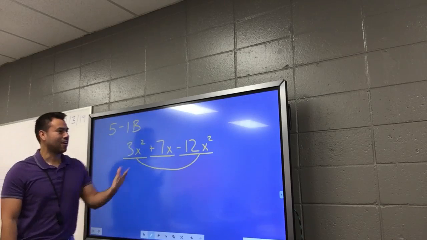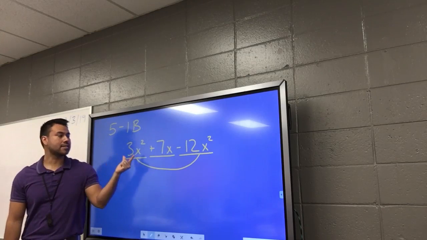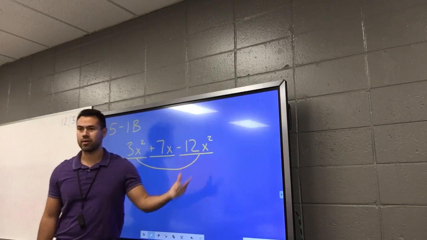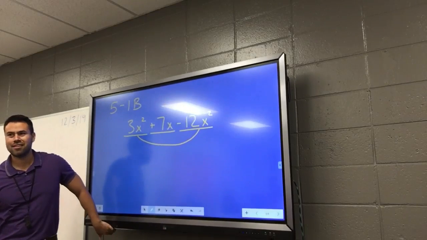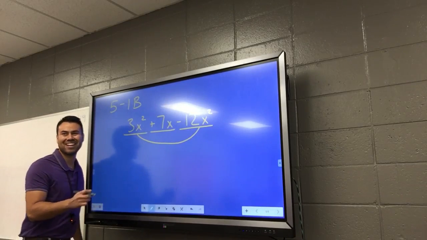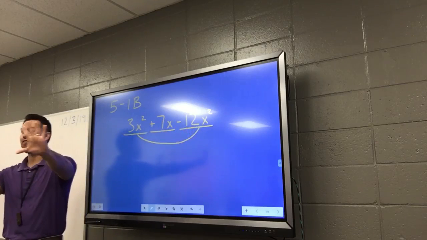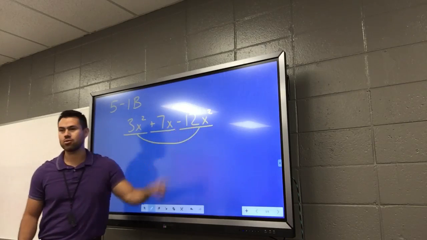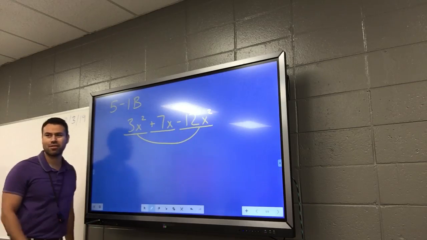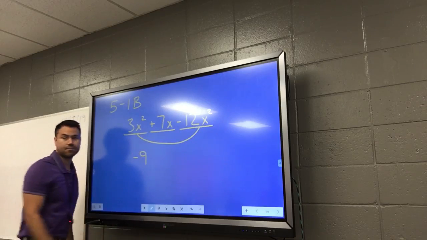Okay. All right, CT, I'm going to have you answer this. Ready? What is 3x squared plus negative 12x squared? Negative 11? No. Let me simplify it. What's 3 plus negative 12? 3 plus negative 12, or 3 minus 12. It's negative 9.